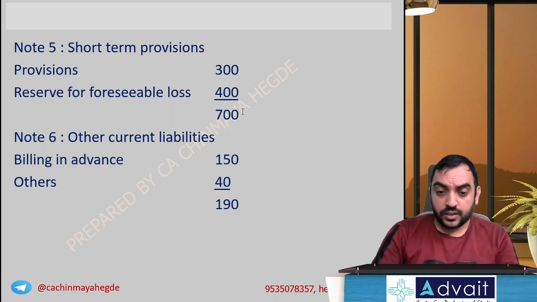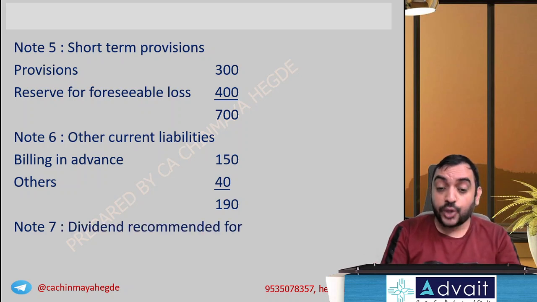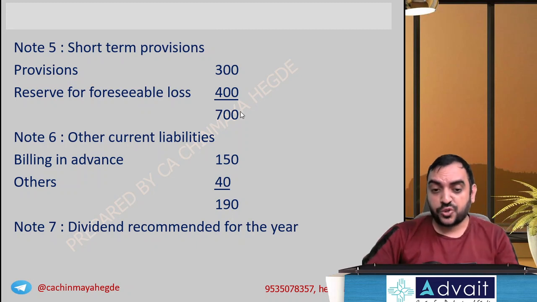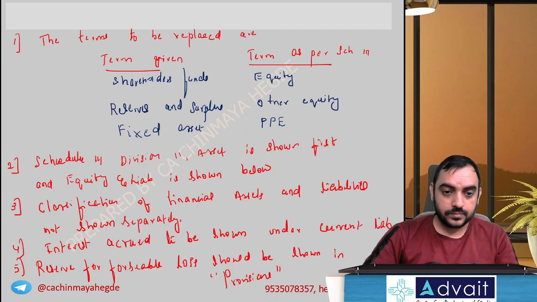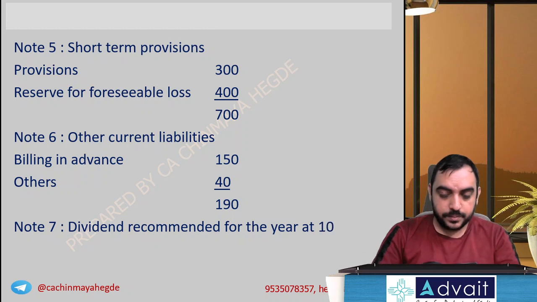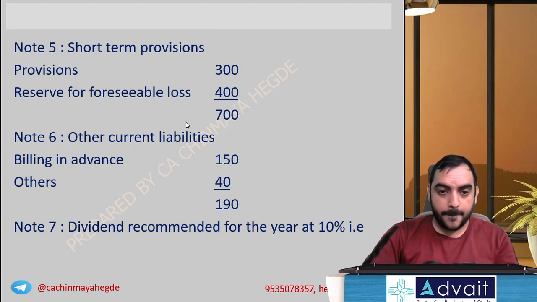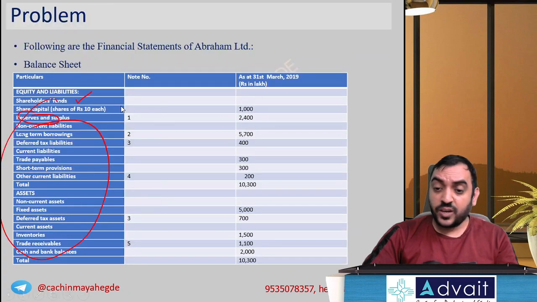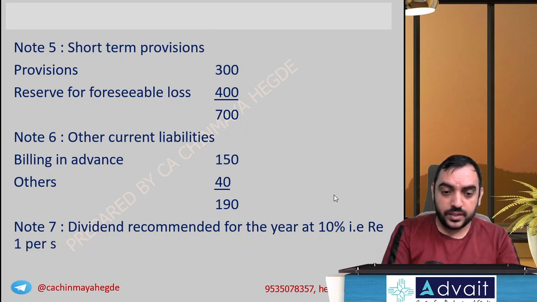Then we'll write one note for dividends recommended for the year. It's not recognized but disclosed in the notes to accounts. Dividends recommended for the year. What rates? 10%. At 10%. That is 10% on face value. What is face value? Face value of 10 each. So 10 into 10% becomes 1 per share. That is rupee 1 per share.